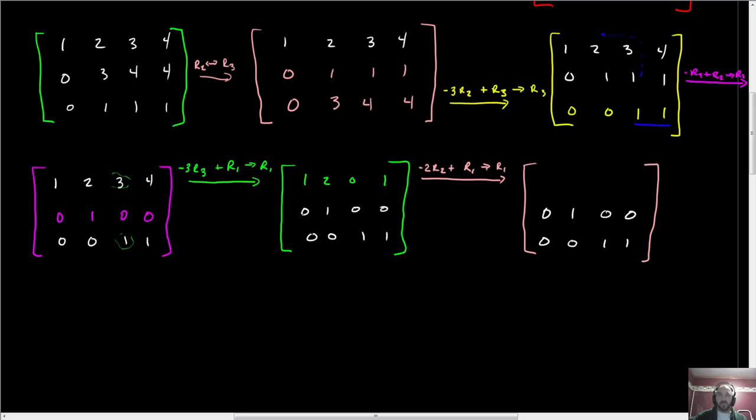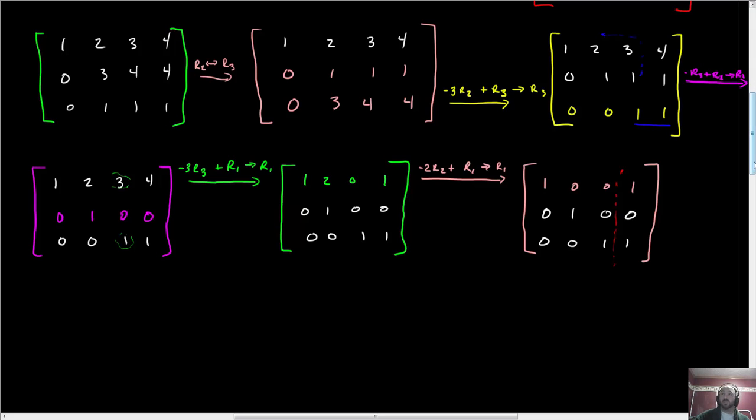So negative 2 times row 2, and you do it column-wise like we have been doing. Negative 2 times 0 is 0, plus 1 is 1. Negative 2 times 1 is negative 2, plus 2 is 0. Negative 2 times 0 plus 0 is 0. Negative 2 times 0 is 0, plus 1 is 1. And now you see, at this point, we now have the solution.